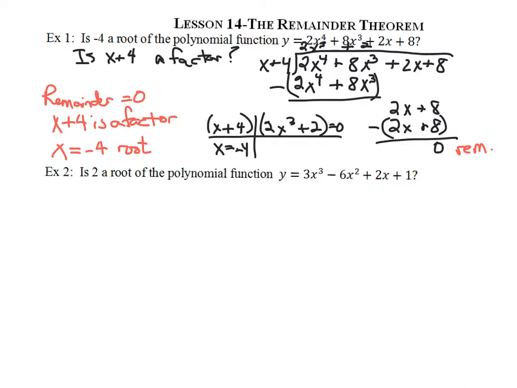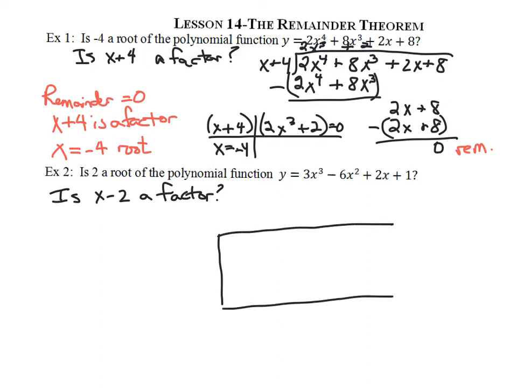Now let's go ahead and try another example of this. Is 2 a root of this polynomial function? So again, this is the same as asking the question, is x minus 2 a factor of the polynomial? So to find out if it's a factor, I'm going to do a division and see if the remainder turns out to be 0. Now, just to practice our other form of division, I'm going to set up a tabular method. So I'm going to say I am taking my polynomial and I'm dividing by x minus 2.